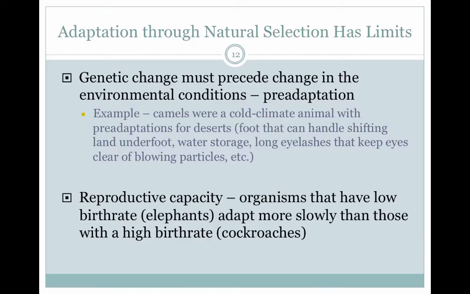Alright, reproductive capacity. This also influences the pace of natural selection. Organisms that have a low birth rate, like elephants, adapt more slowly than those with a high birth rate, like cockroaches or even bacteria. That's why you don't see changes in organisms with low birth rate very quickly. It also means that animals with low birth rate are really good in times of stability and organisms with a high birth rate are good in times of change.